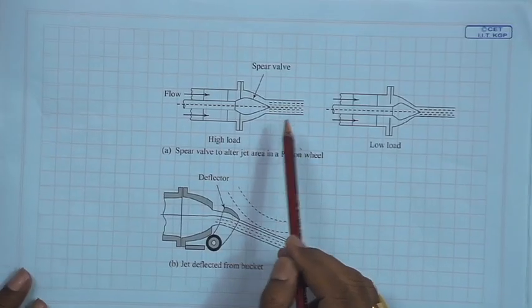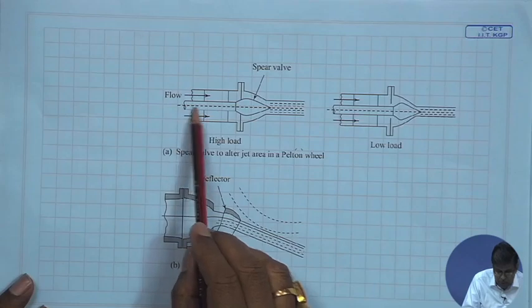So, the fluid flow rate has to be changed, not changing the flow velocity. How is it done? It is done by changing the area in such a way that the flow rate changes in the same proportion as the area, by keeping the fluid velocity same. And this is done in a Pelton wheel by the use of a spear valve.